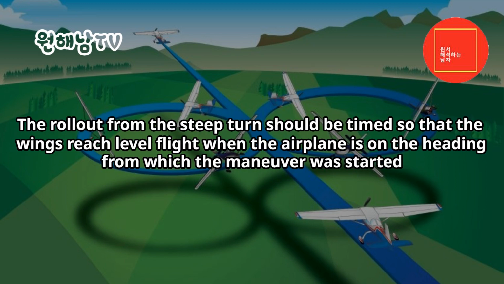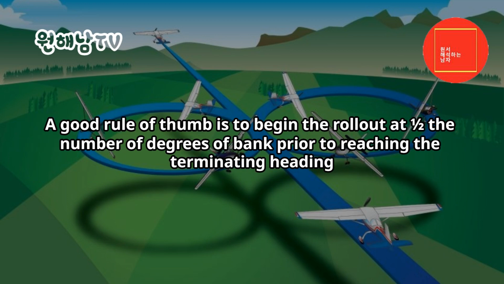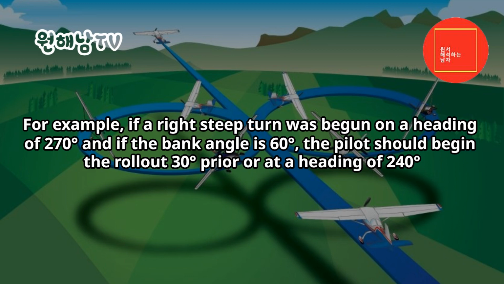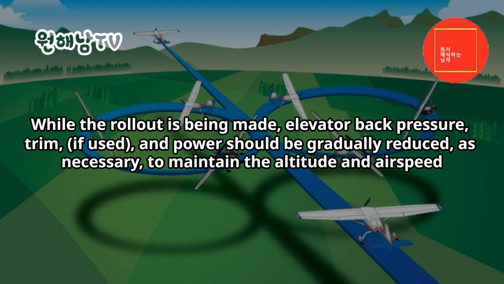The rollout from the steep turn should be timed so that the wings reach level flight when the airplane is on the heading from which the maneuver was started. A good rule of thumb is to begin the rollout at half the number of degrees of bank prior to reaching the terminating heading. For example, if a right steep turn was begun on a heading of 270 degrees and if the bank angle is 60 degrees, the pilot should begin the rollout 30 degrees prior, or at a heading of 240 degrees. While the rollout is being made, elevator back pressure, trim, if used, and power should be gradually reduced, as necessary, to maintain the altitude and airspeed.